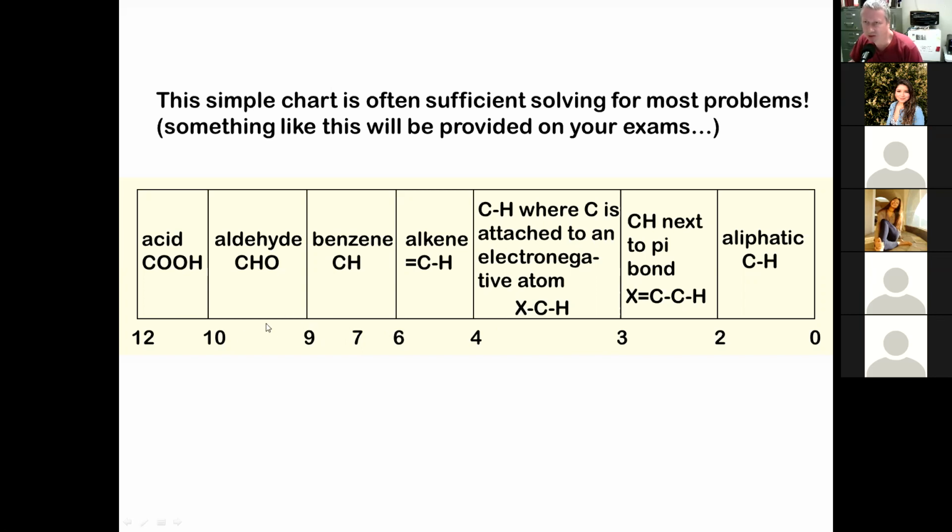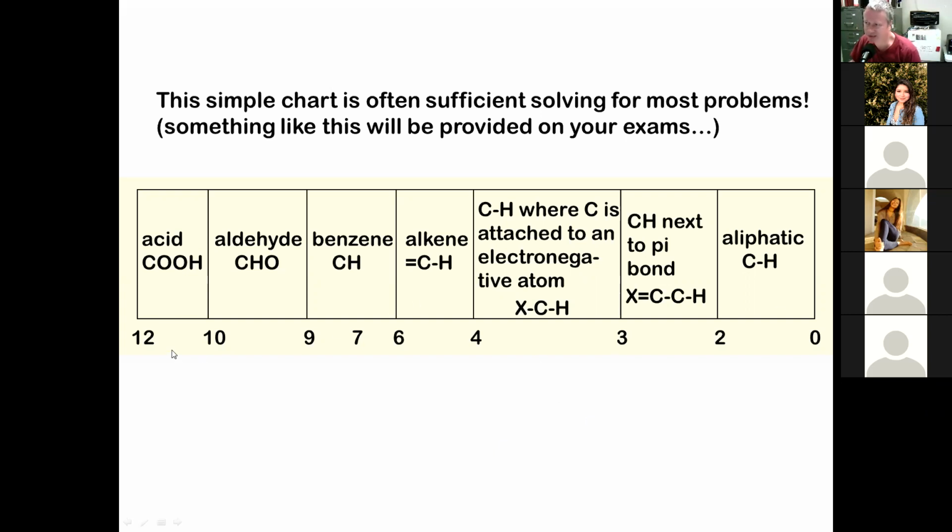Aldehyde, CHO, 9 and 10. Carboxylic acid between 10 and 12. Super, super cool. You don't have to memorize this, but have this somewhere nearby, or, if you're on a tablet or computer, just make a copy of this, especially when you're learning this stuff. This chart's just going to help you out so much.